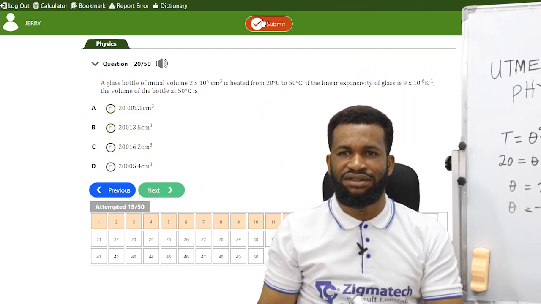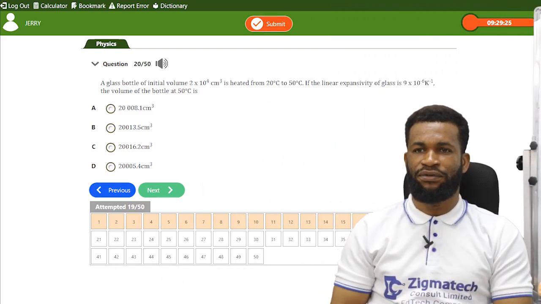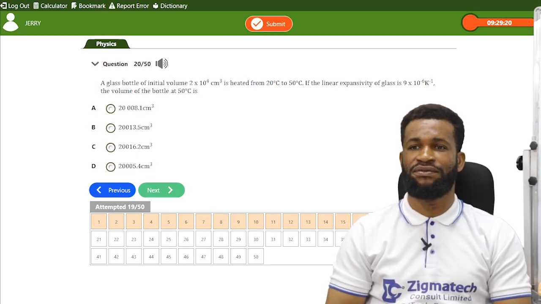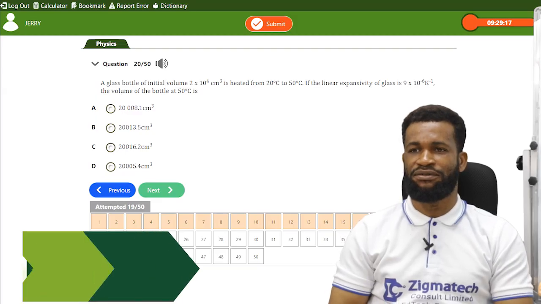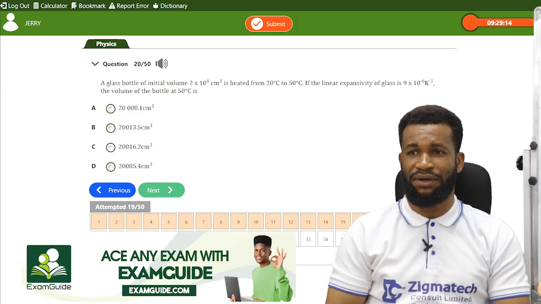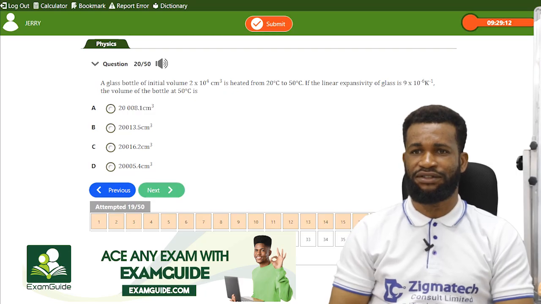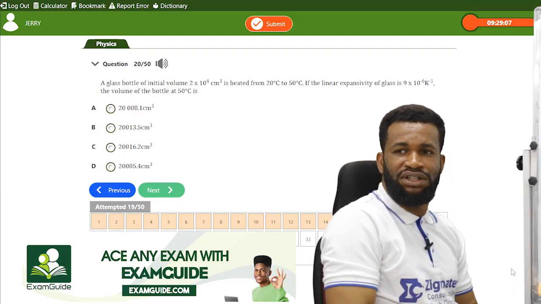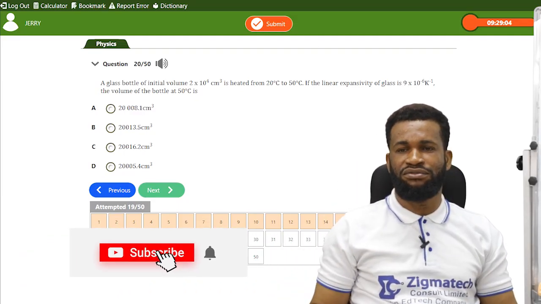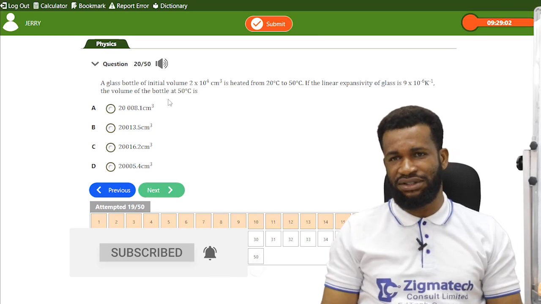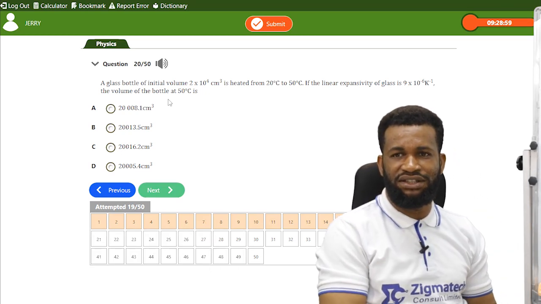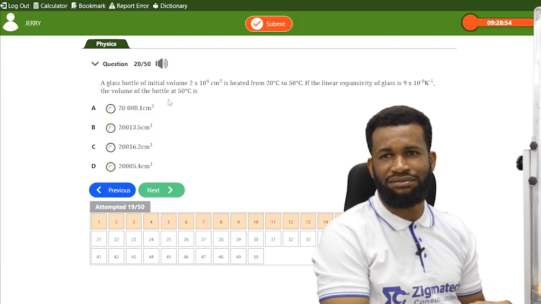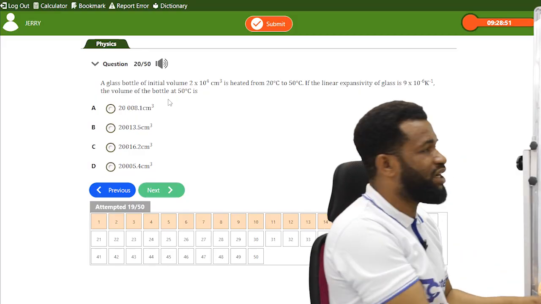Number 20, a glass bottle of initial volume 2 times 10 raised to power 4 cm cube is heated from 20 degrees Celsius to 50 degrees Celsius. If the linear expansivity of the glass is 9 times 10 raised to power minus 6 per Kelvin, the volume of the bottle at 50 degrees Celsius is. Since they say I should find volume, we are going to be using cubic expansivity. The cubic expansivity is the increase in volume per unit volume per degree rise in temperature.